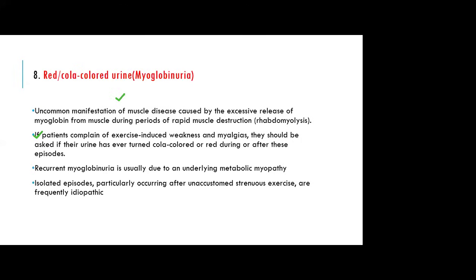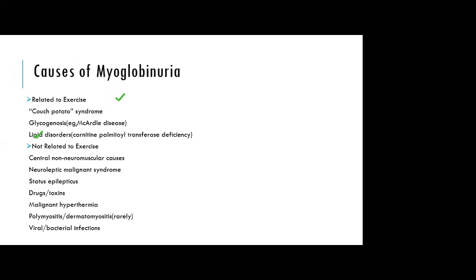Recurrent myoglobinuria is due to an underlying metabolic myopathy. Isolated episodes, particularly occurring after unaccustomed strenuous exercise, are usually idiopathic. The causes of myoglobinuria, we can divide into related to exercise and not related to exercise. The related to exercise is couch potato syndrome. Usually, a sedentary, obese person suddenly going to a gym, there will be a lot of excessive breakdown of myoglobin, which will be causing myoglobinuria.